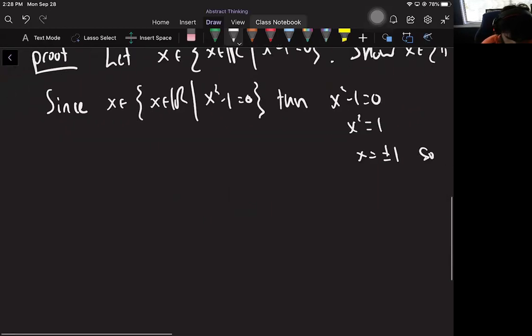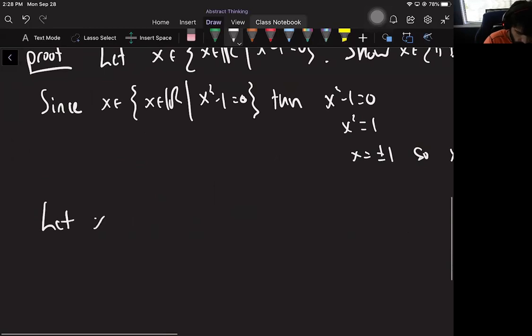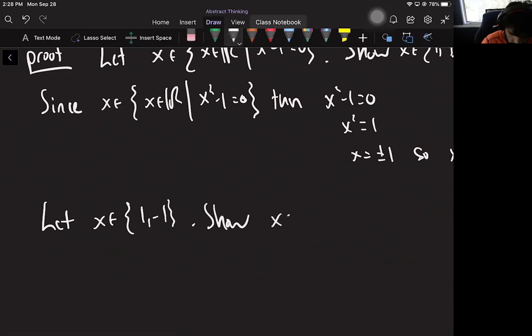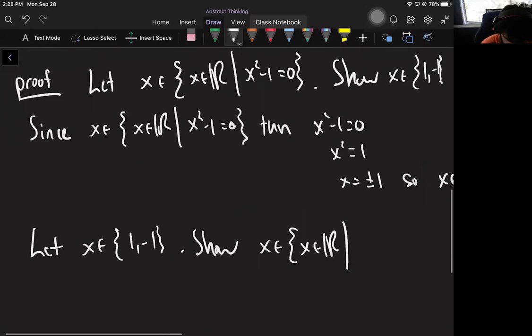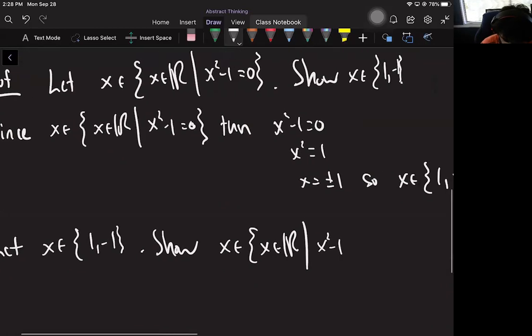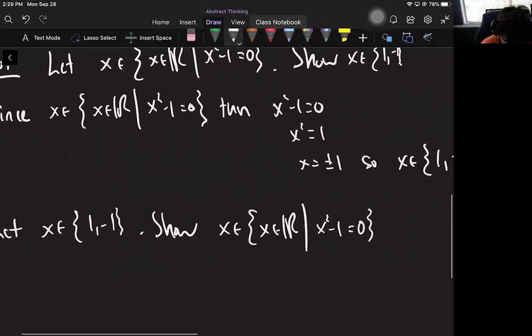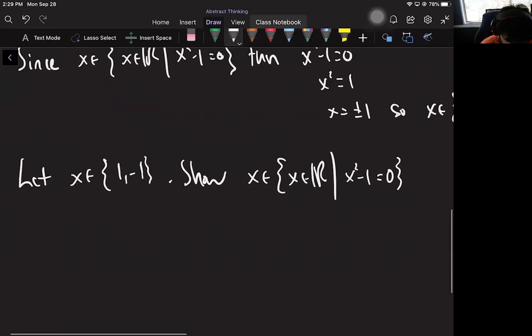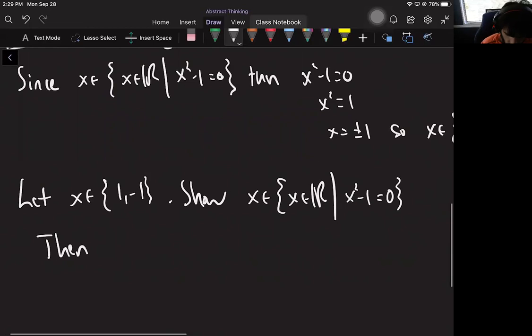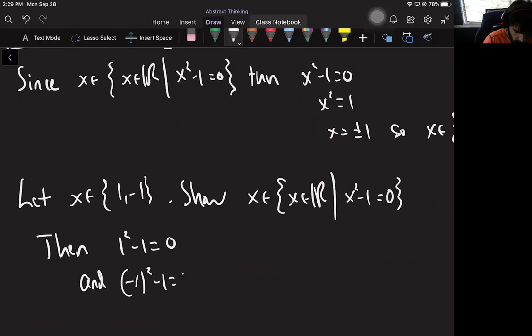And then you've got to show the reverse direction. So we let x be in that set {1, negative 1}, and then we show that it's in here as a result. It's kind of silly to do this one, but it's a good example of what's to come. Okay, so let x be either 1 or negative 1. Show that it solves x squared minus 1 equals 0. Well, 1 squared minus 1 does equal 0, and negative 1 squared minus 1 does equal 0.